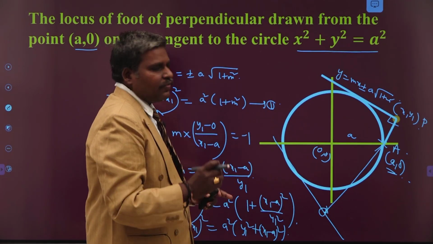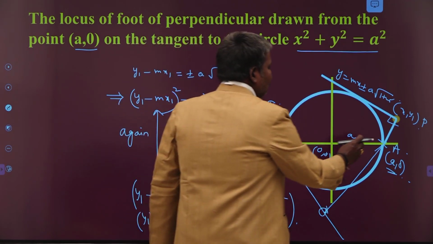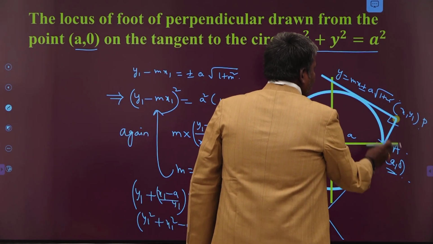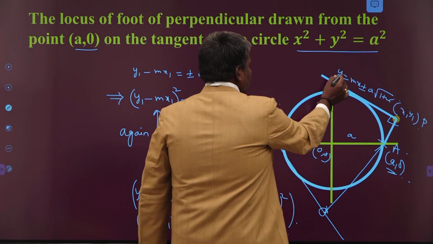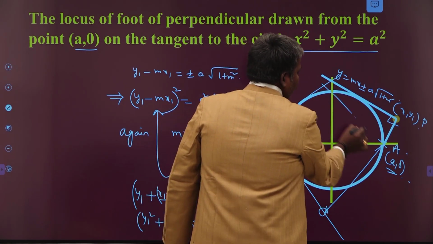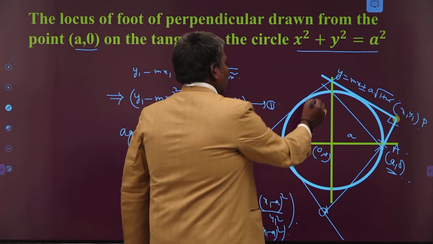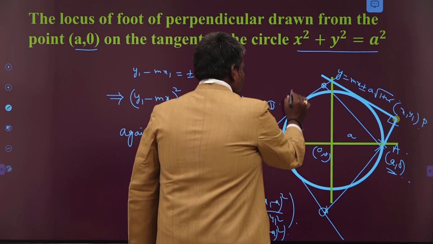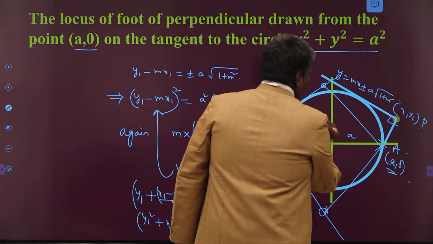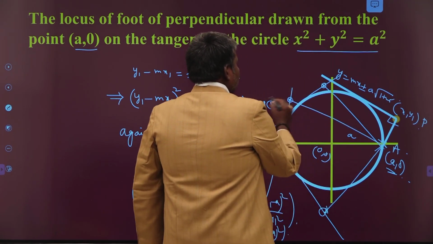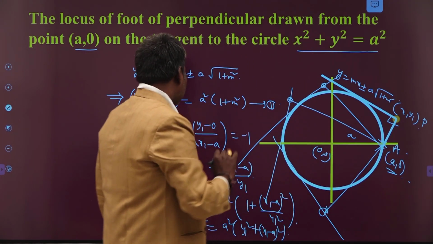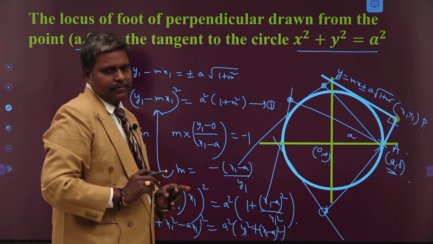So locus of the foot of perpendiculars drawn from where to where? (a, 0) to variable tangent. Suppose your tangent is like this, you can draw the foot of the perpendicular from (a, 0) to here. This is one of the points on my locus. If you draw the tangent here itself, you can draw again one perpendicular. This is the foot. So you collect all those feet, you get the locus in this manner.